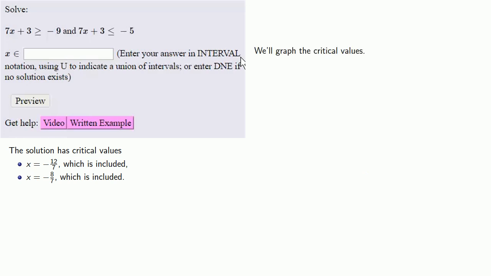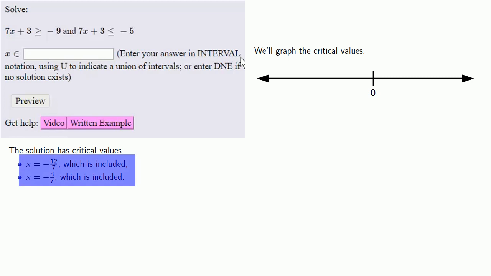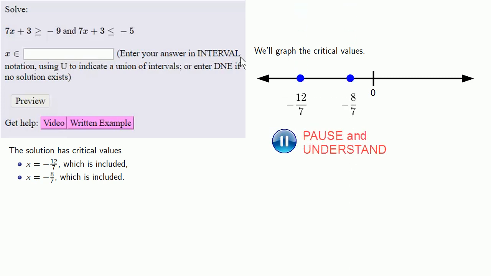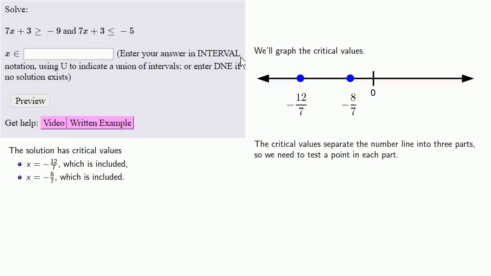Now let's graph the critical values. So we'll draw our number line. And our two critical values, negative 12 sevenths and negative 8 sevenths, are both included. So we'll graph them using closed circles. And notice that the critical values separate the number line into three parts, so we need to test a point in each part.